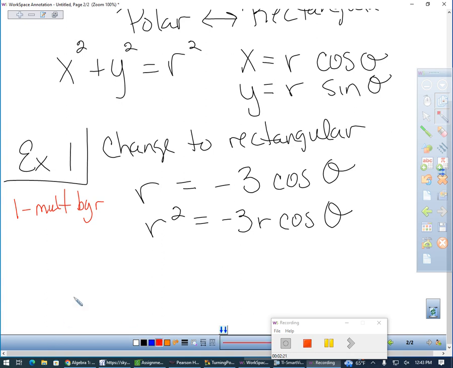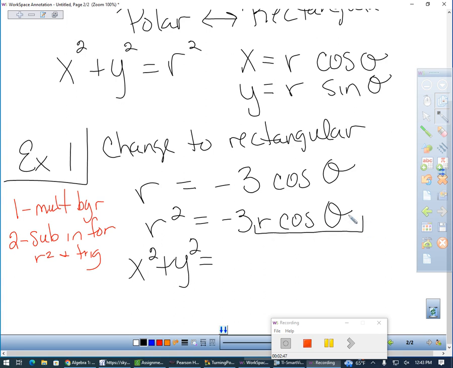All right, step number 2, we're going to substitute. Sub in for r squared, and I'm going to write it as trig, but it's the r cosine theta. So what did we say r squared was? Good, x squared plus y squared. I'm going to change that out. Over here, r cosine theta represents what? X. So on this side I have -3x.